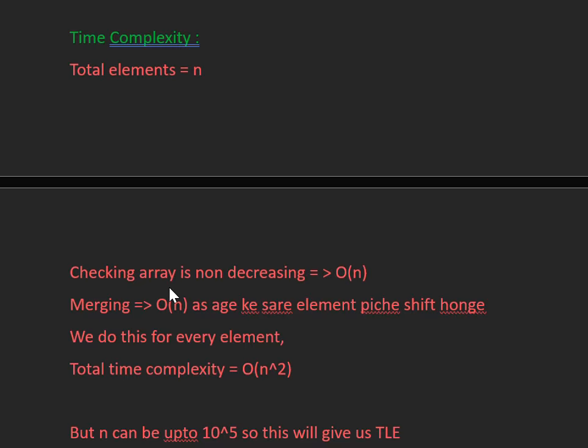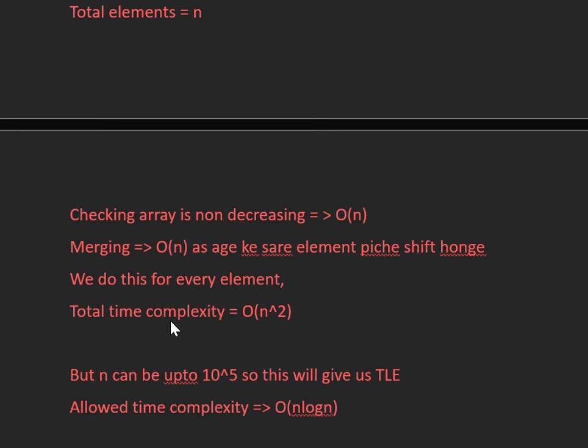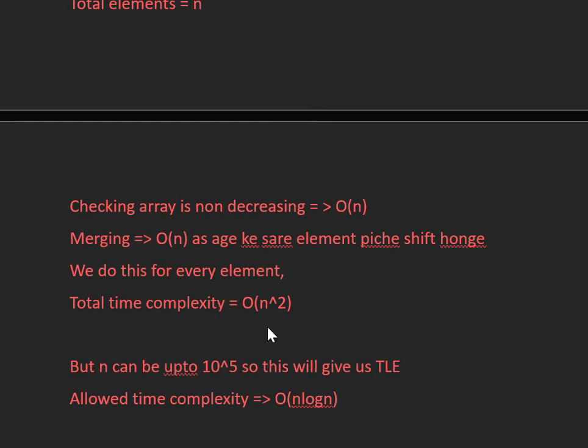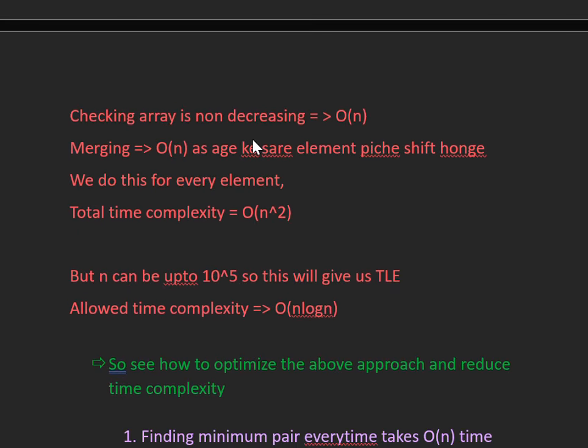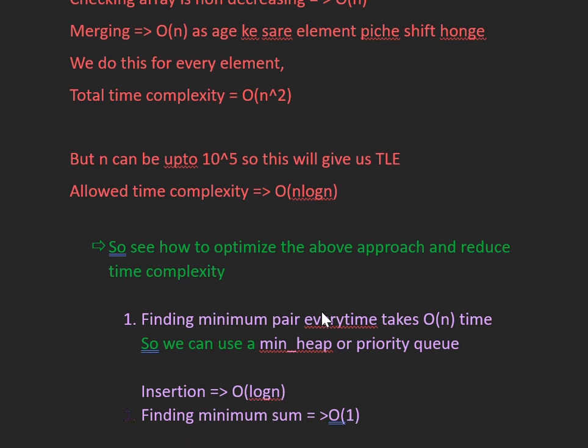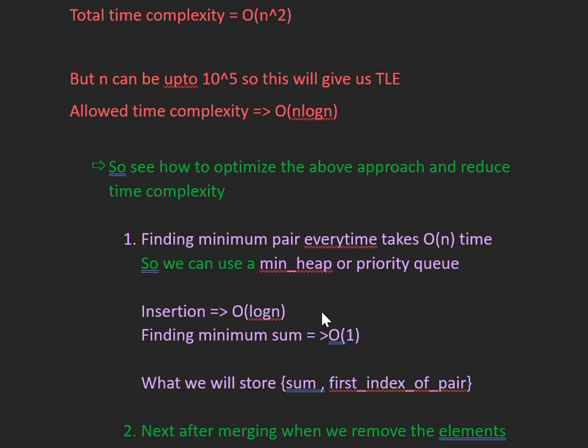If we talk about the time complexity of this brute force approach, the total number of elements is n, and to check whether the array is non-decreasing takes O(n) time, and when we have to find the sum of pairs and merge, that also takes O(n) time, because when we merge and remove the element, we have to shift all the next elements in the array. So overall time complexity is O(n^2). But n can be up to 10^5, so this will give us time limit exceeded, as for 10^5 the maximum time complexity allowed is O(n log n). So next thing is, how can we optimize this solution?